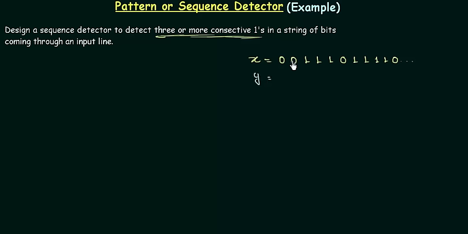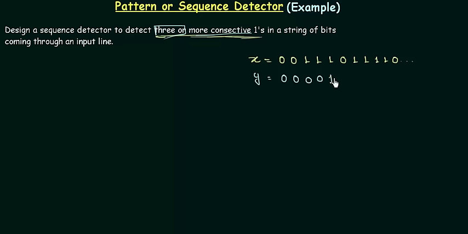It will first detect 0, and definitely we don't require 0, so output is 0. Then again it will detect 0, making output 0, then 1, and 1 is definitely our first bit that we want. But we have not detected the whole pattern, so output will remain 0. Similarly, another one, we are in the queue, we want one more one. So output is still 0 because we haven't got our third one. And now we have three ones, and we want three or more consecutive ones, so making my output 1.